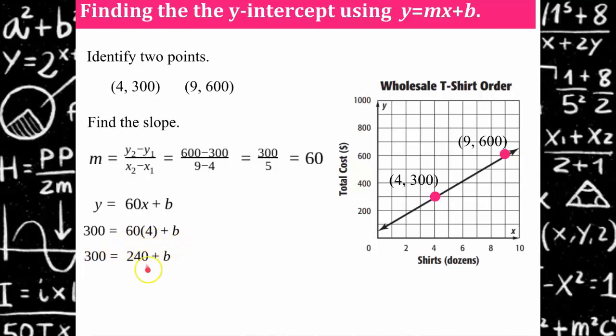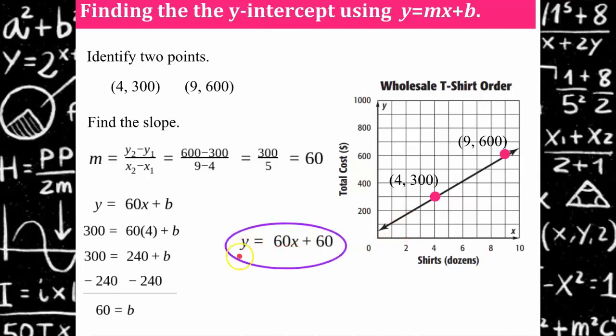60 times 4 is 240. Subtract 240 from each side, giving me a y-intercept of 60. So notice, guessing that it was around 50 was 10 off. So to be exact, I needed to use an ordered pair on the line. So my equation of this line is y equals 60x plus 60.